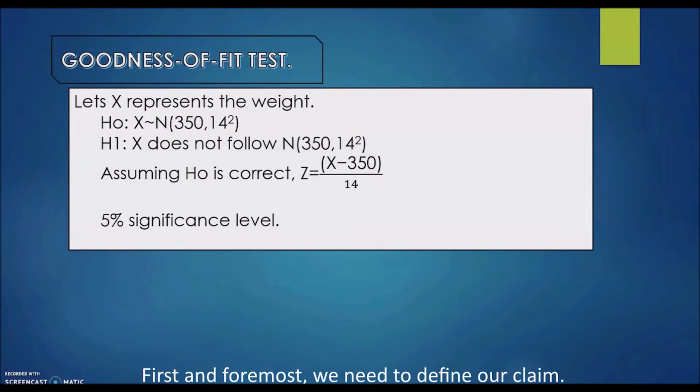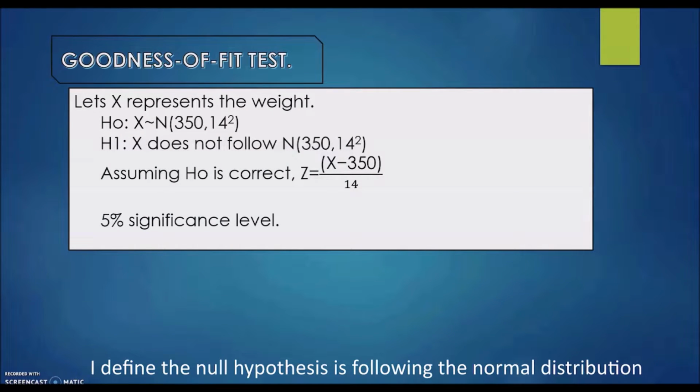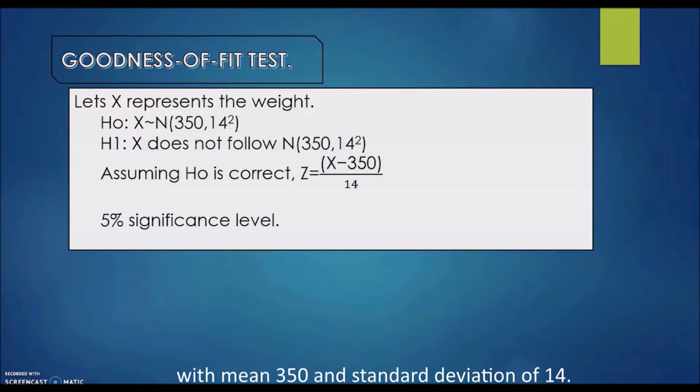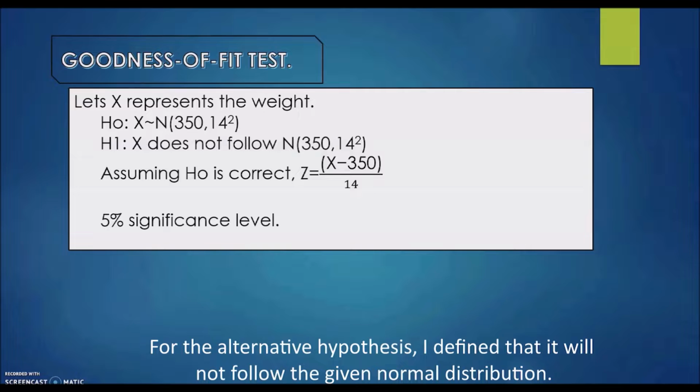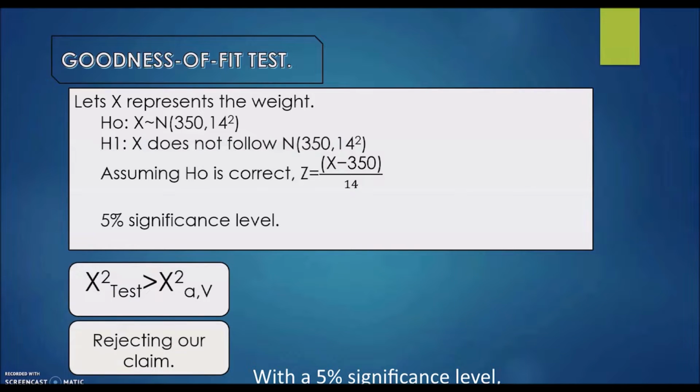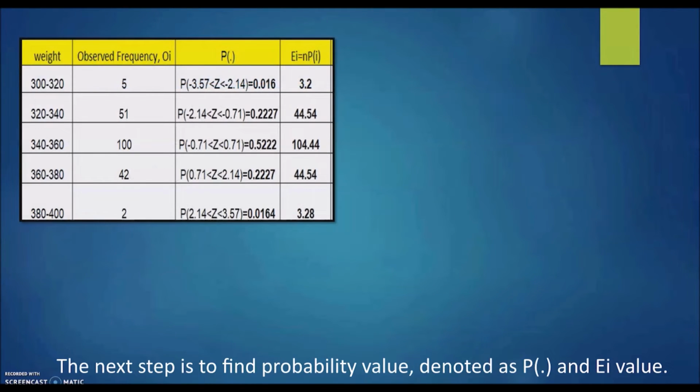First and foremost, we need to define our claim. I define the null hypothesis as following the normal distribution with mean 350 and standard deviation of 14. For the alternative hypothesis, I define that it will not follow the given normal distribution. With a 5% significance level, we will only reject our claim if the value of x squared test is greater than the chi-square distribution value.